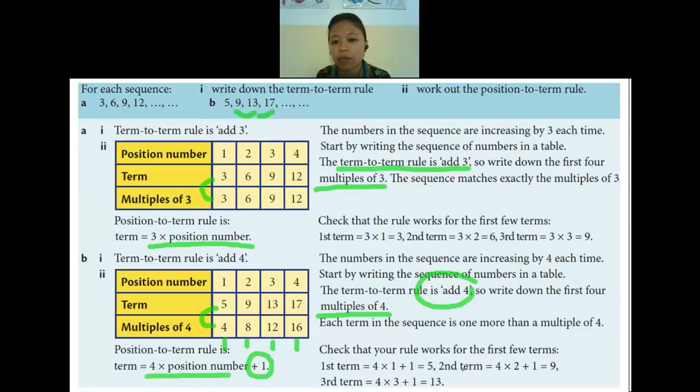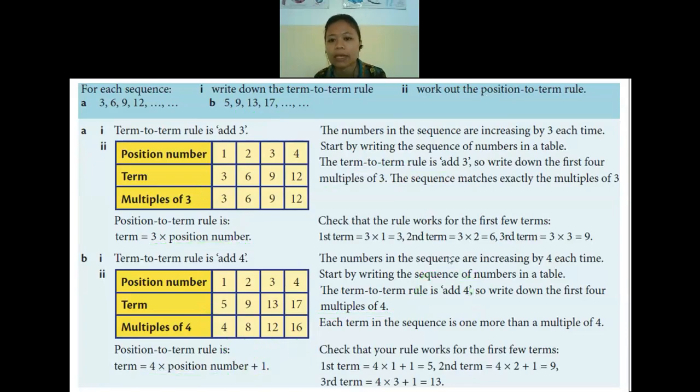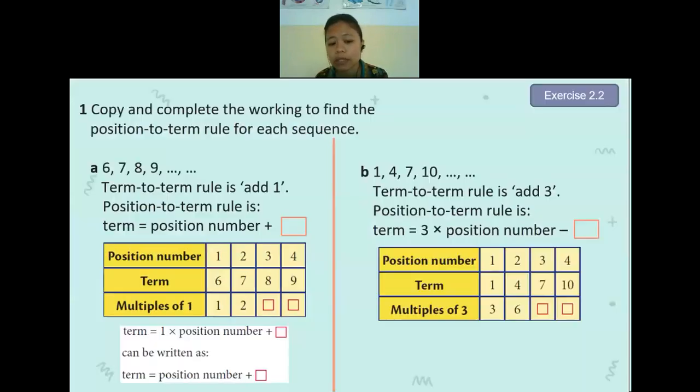Is there anyone having difficulties or getting confused? Is there anyone? No? If no one is confused, let us continue to exercise 2.2. Do you want me to directly discuss it or do you want to try some time to do it first? Either one is fine for me.